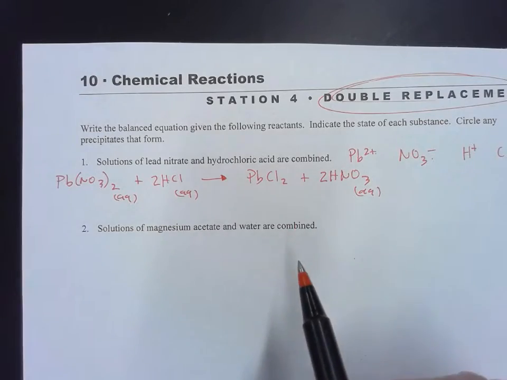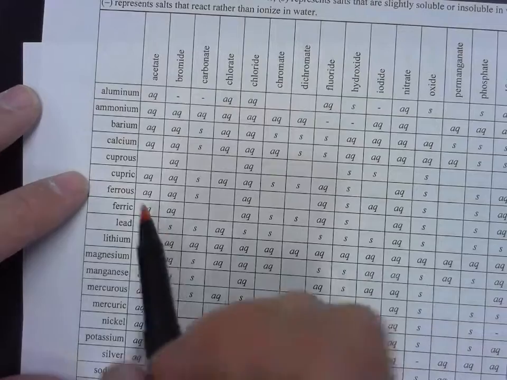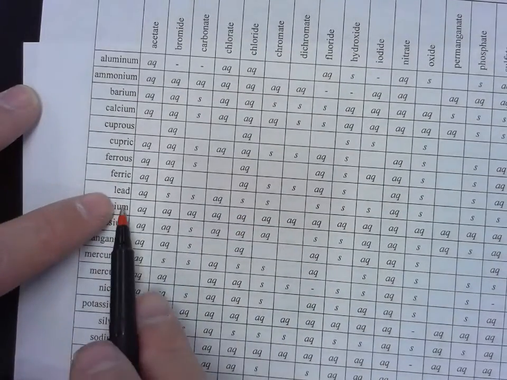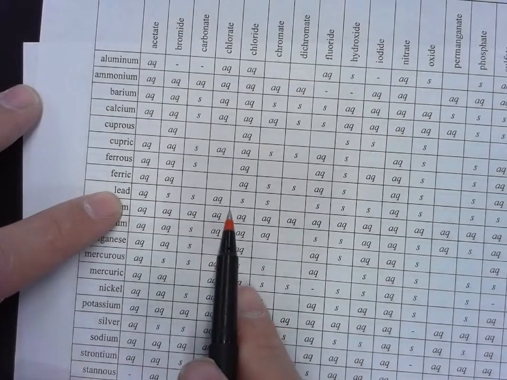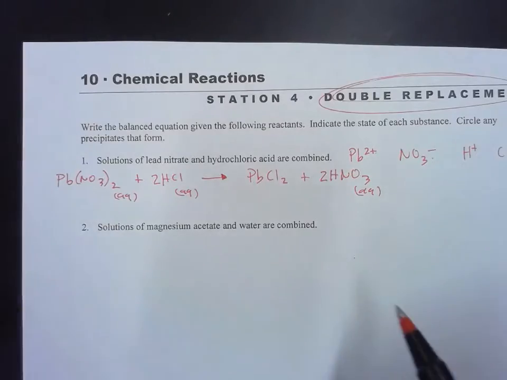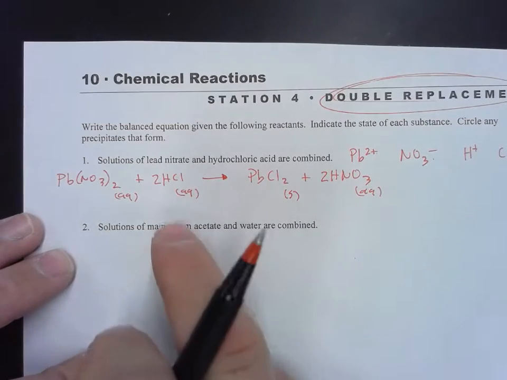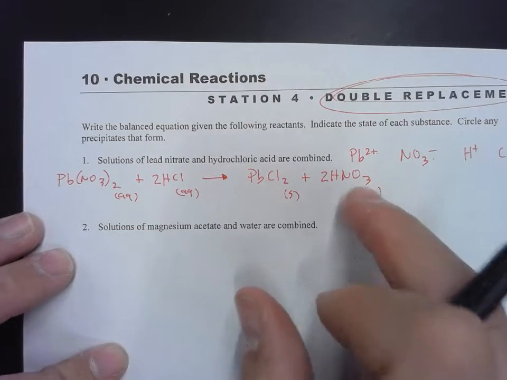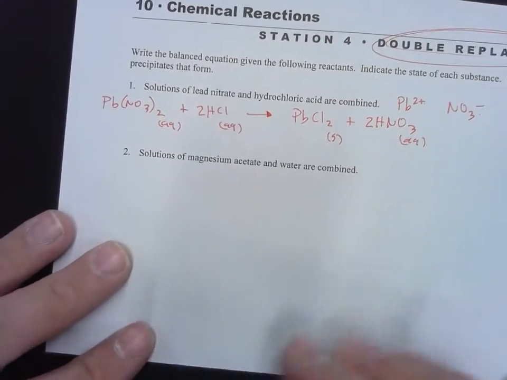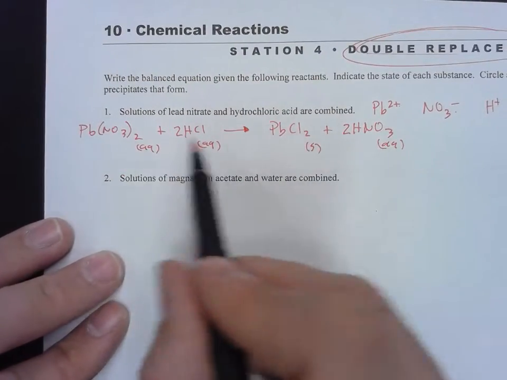Interesting. Anyway, and lead chloride. So let's see what lead chloride is. Lead chloride is solid, forms a precipitate. Okay. Interesting one. Using hydrochloric acid to make nitric acid. Very interesting.